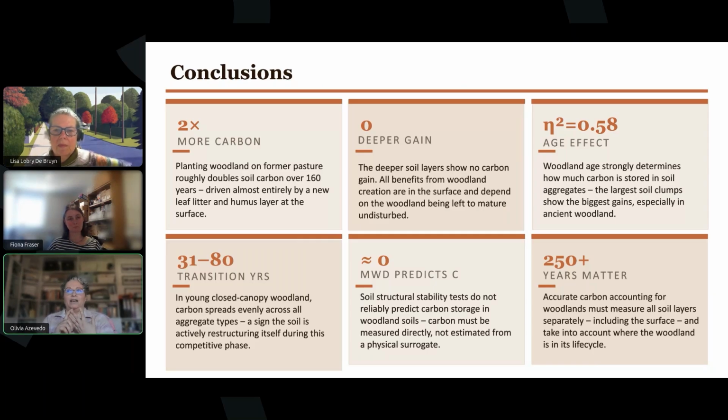Woodland age has a large effect on aggregate carbon, with macro aggregates showing the strongest and the most consistent response across all age classes. Mid-age stands show a unique, even distribution of carbon across aggregate classes as a transitional structural signature. Mean weight diameter is not a significant predictor of soil organic carbon in these systems.